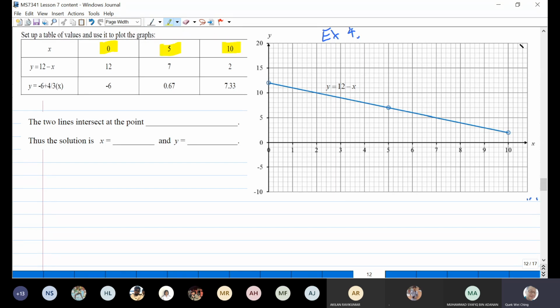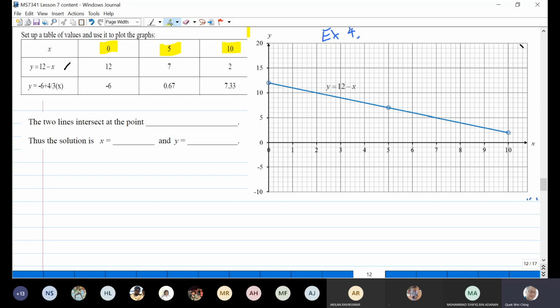Okay, if I lose 2 points only, my straight line may not be accurate. So I make sure I have 3 points first, then see whether I can join them by a straight line. First, you find out what happens when x equals 0. When x equals 0, the first line, y is equal to what? 12 minus 0. 12 minus 0 is 12, right? So that's why I got 12 here.